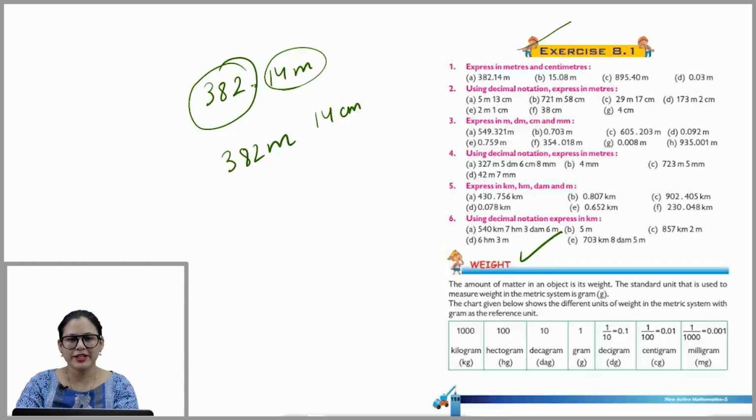Next, we'll talk about weight. The amount of matter in an object is its weight. The standard unit that is used to measure weight in the metric system is gram. The chart given below shows the different units of weight in the metric system with gram as the reference unit. See, the chart is the same, the difference is the standard unit. Earlier we used meter, now here we are going to use gram, right?